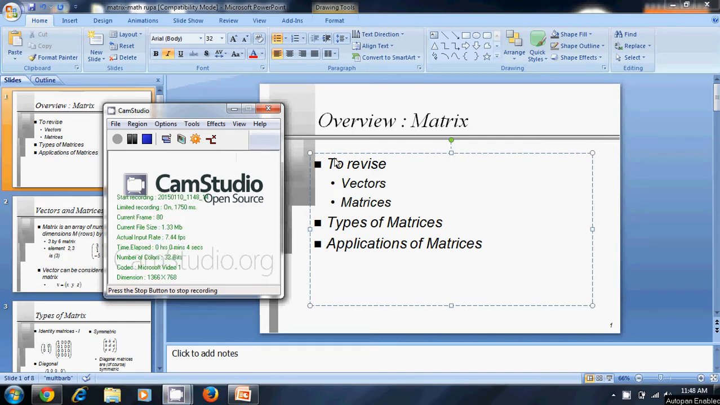Let us come to the topic matrix. In this slide, we will learn about matrices. Firstly, we will see what are vectors, what are matrices, types of matrices, and what are the applications of matrices in real-world problems.